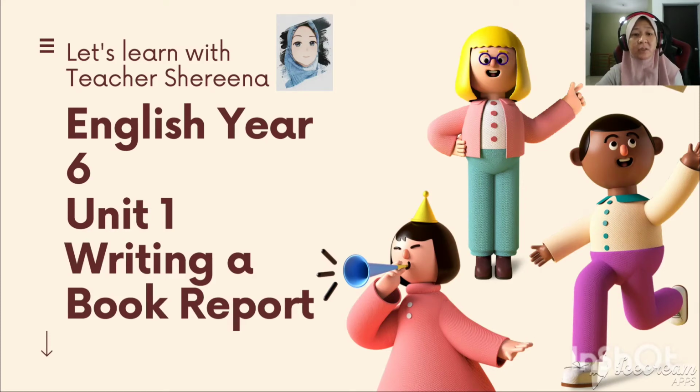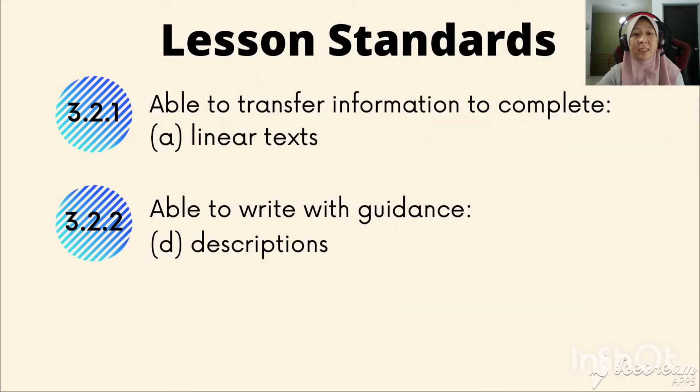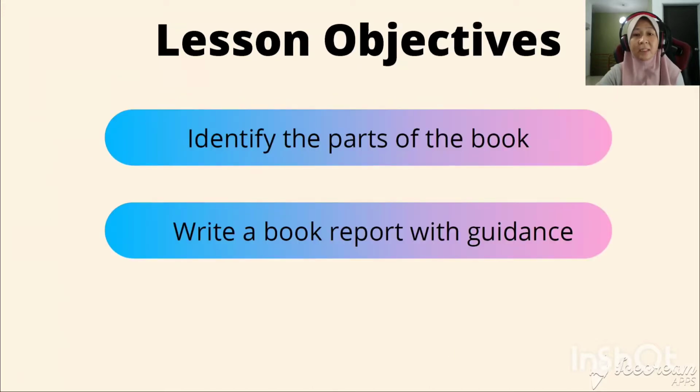Today we are going to learn about writing a book report in English Year 6, Unit 1. These are the lesson standards: 3.2.1 and 3.2.2. And these are the lesson objectives. By the end of the lesson, pupils should be able to identify the parts of the book and write a book report with guidance. Let's start!